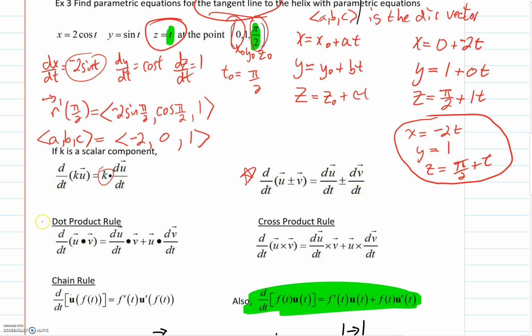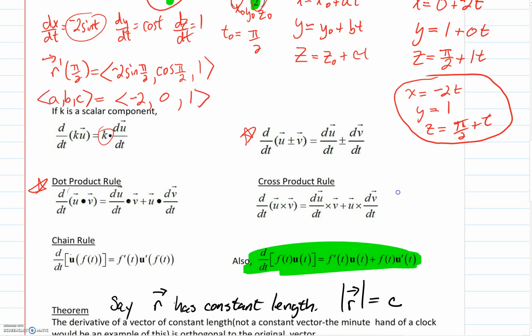Dot product. Ooh, this is important. Look, you've got u dot v, and it's looking just like a product rule. We could say take the derivative of our first vector function, dot producted with the second vector function, plus the original vector function, dot producted with the derivative of the second vector function. And of course, these can be switched. You can change those orders around.